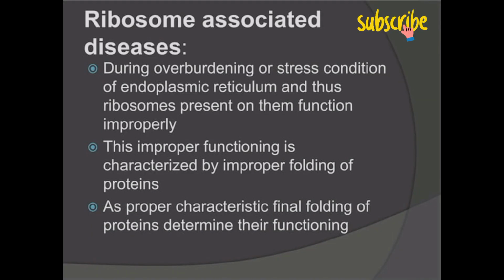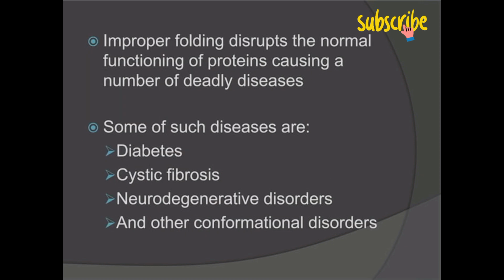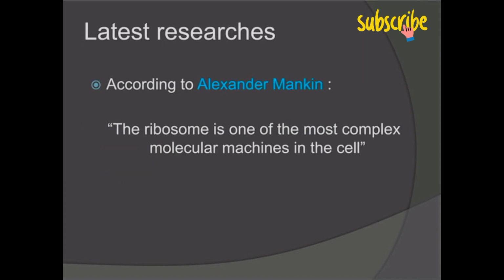Ribosome associated diseases. During overburdening or stress conditions of the endoplasmic reticulum, the ribosomes present on it function improperly. This improper function is characterized by improper folding of protein. As the final folding of a protein determines its function, improper folding disrupts the normal functioning of the protein, causing a number of deadly diseases. Some of the diseases are, for example, diabetes, cystic fibrosis, neurodegenerative disorders, and other conformational disorders.